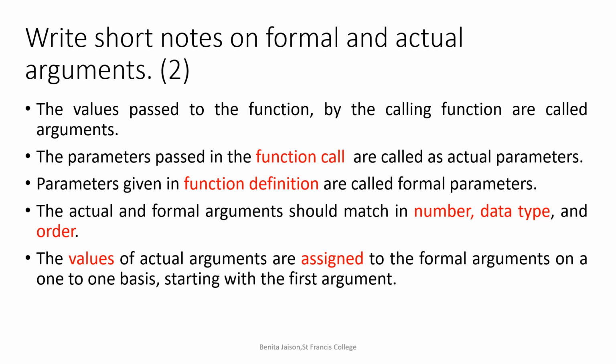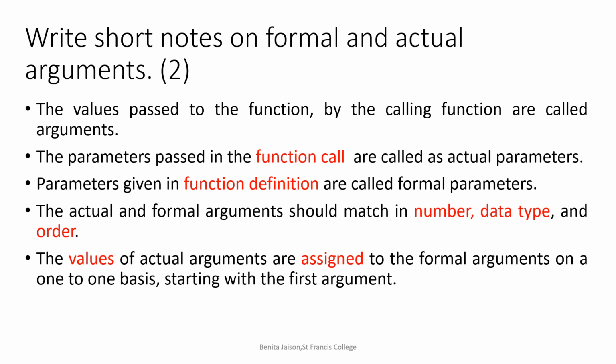We know that a function will be called either from main or from any other function. In our lab program example, the linear search program, we called the function lin search from main. So when we call the function, whatever arguments we are passing are known as actual arguments. The parameters passed in the function call are called the actual arguments or parameters. Parameters is another name for the arguments.